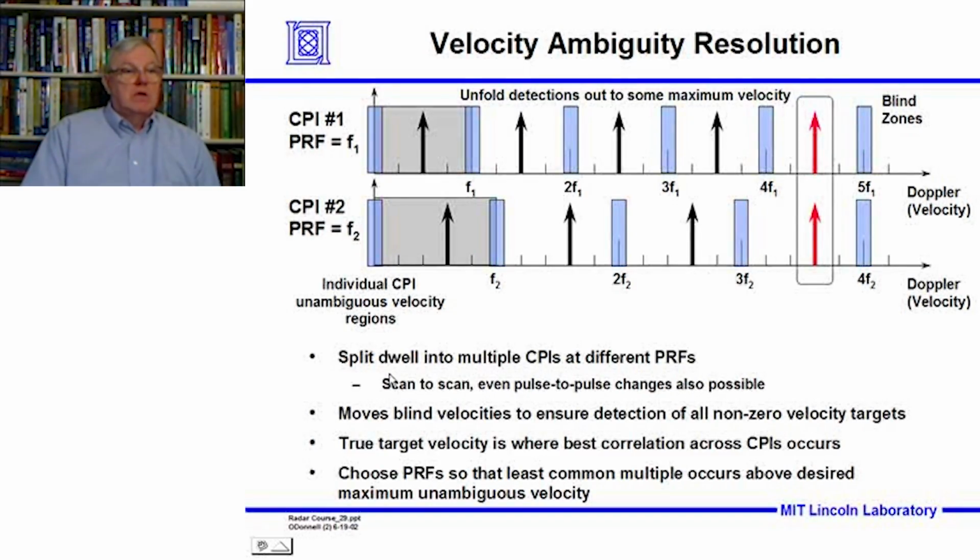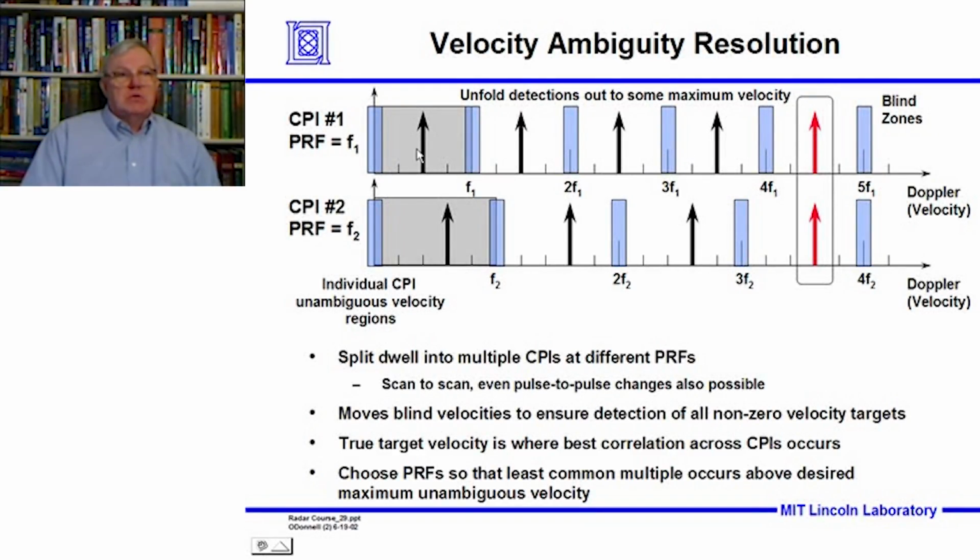So what you do is you split the entire set of pulses you have, that you can see the target with, into multiple CPIs at different PRFs. In this case, we've split it up into two CPIs. And it moves the blind velocities to ensure detection of all non-zero velocity targets. And you look for the correlation for where things should be. And you choose these PRFs so that the least common multiple occurs above the desired maximum unambiguous velocity.